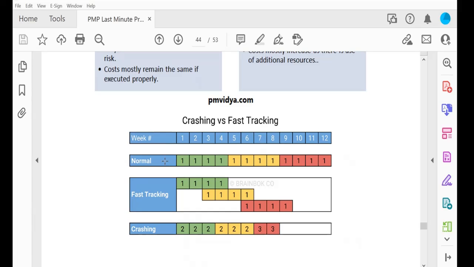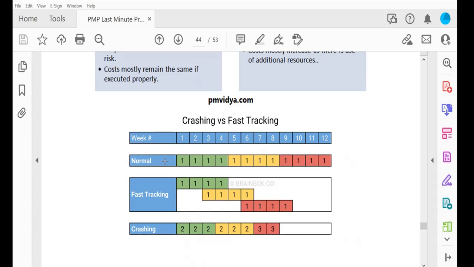You have to remember that crashing is always related to additional cost. In that case, your CPI is 0.95. That means it is an over-budget project. You already spent lots of money, so you cannot do crashing because it is already over budget. You have to select fast tracking, which means you bring some of the work in parallel. So the question will be like that.